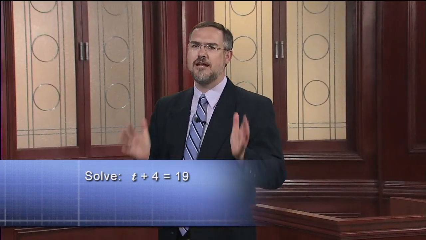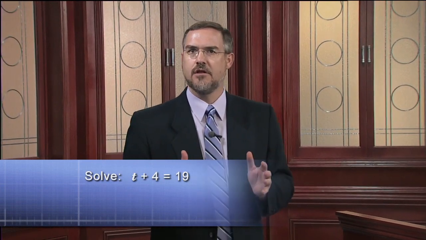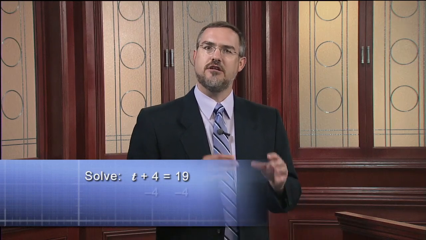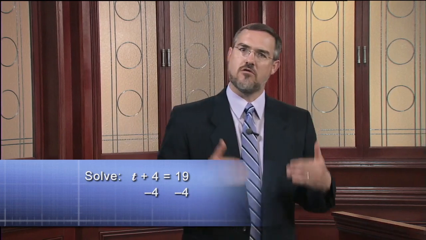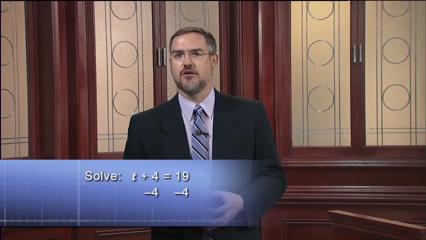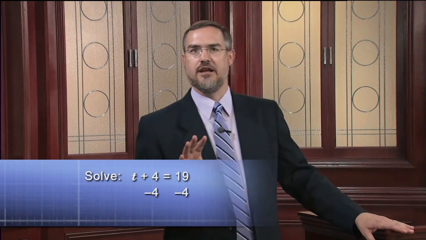How would you get rid of that plus 4 that's on the left-hand side with the t? Well, what's the opposite of addition or adding 4? It would be to subtract 4. So I'm going to suggest that we take t plus 4 equals 19 and subtract 4 from both sides of the equation. And once you do that, some really great things are going to happen.